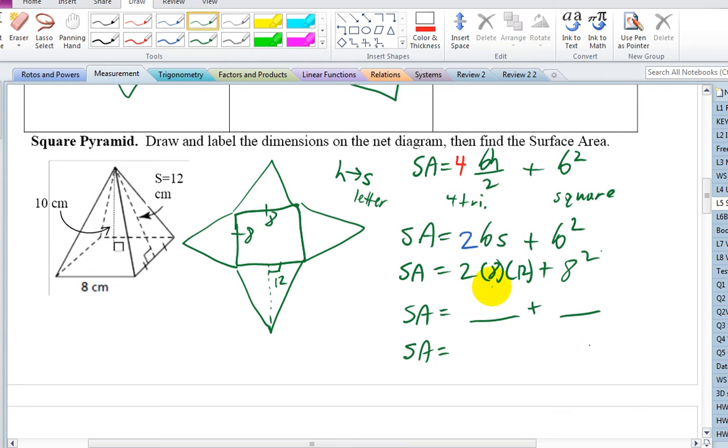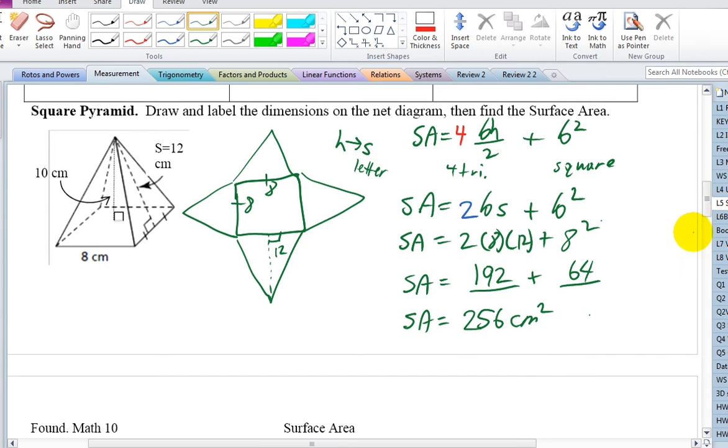So this would be 2 times 8 is 16, 196? No, 192. Okay, this would be 64, add them up, 256, and that's going to be centimeters squared. We're squaring those centimeters to figure out how many squares are on the sides. Kind of weird. Any questions, comments, concerns?